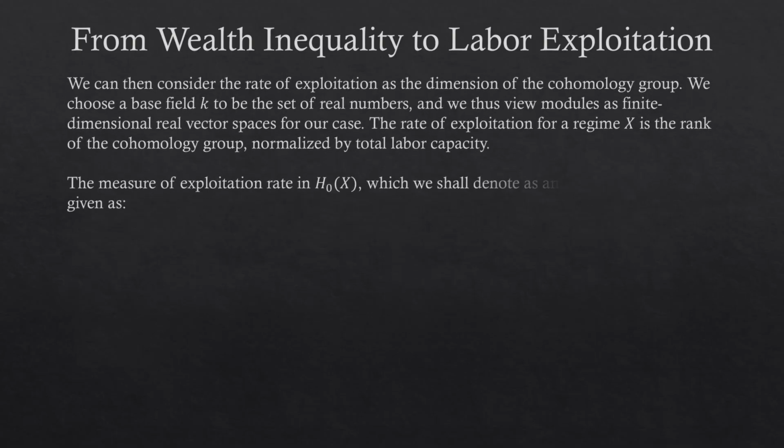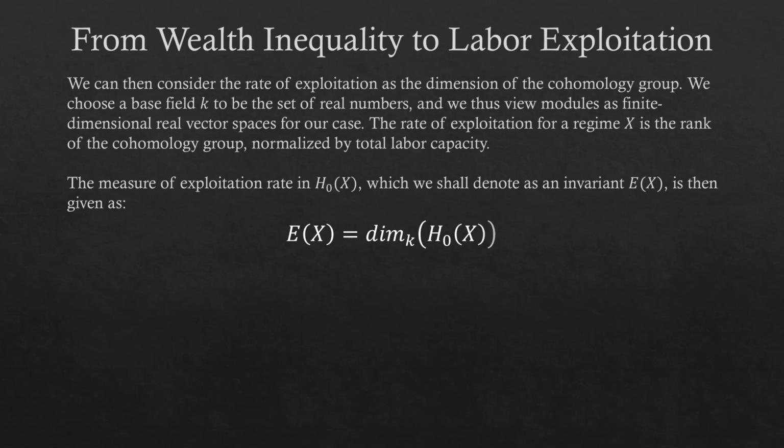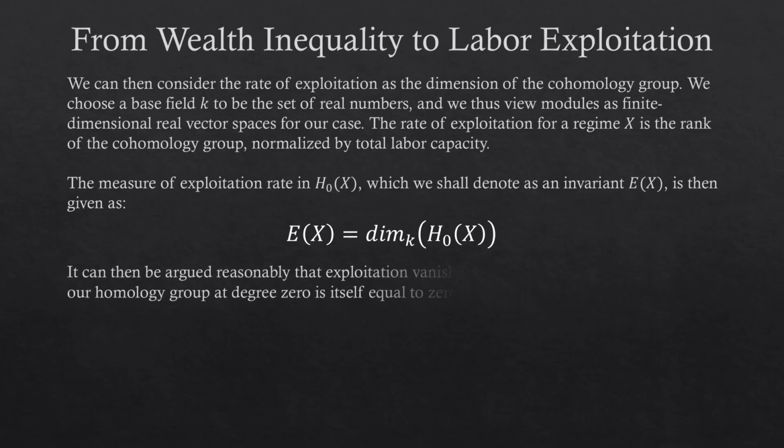The measure of exploitation rate in H naught of X, which we shall denote as an invariant E of X, is then given as the following. The kth dimension of H naught of X. It can then be argued reasonably that exploitation vanishes if and only if the dimension of our homology group at degree 0 is itself equal to 0, and thus E of X is equal to 0.